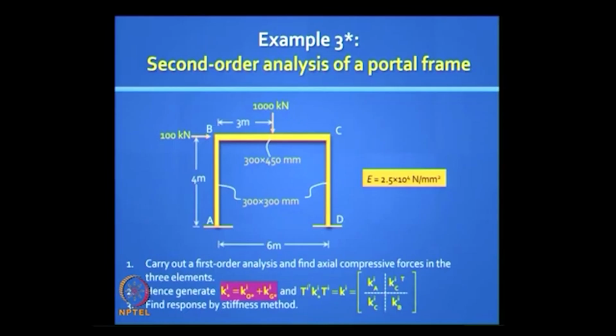What do you need to do? Let us take a problem like this, I am not going to solve it, but at least let us figure out how to solve it. So you have got a load at the midspan 1000 kilonewton, you have also got a lateral load 100 kilonewton, the frame is the same frame which we analyzed earlier. Well, the first thing you should do is carry out a conventional first order analysis and find out the actual forces in the 3 elements. You will get it automatically from the program that you have developed for analyzing plane frames.